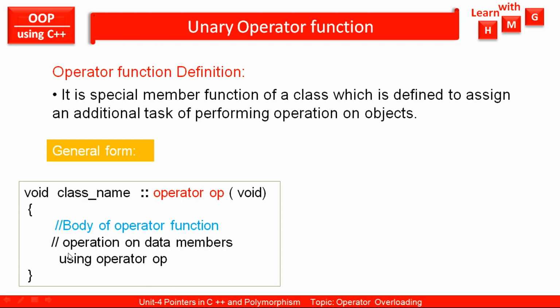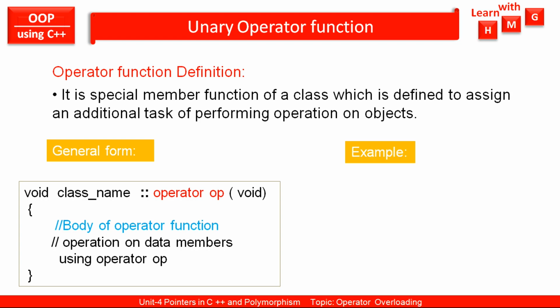Within the body of this function, you have to write the statements which will perform the operations on the data members of the object. So whatever data members you have to use, along with the operator, the operator will perform the operation on the objects. That is, basically, it is performing the operation on the data members of that object. Let us understand with the help of an example.